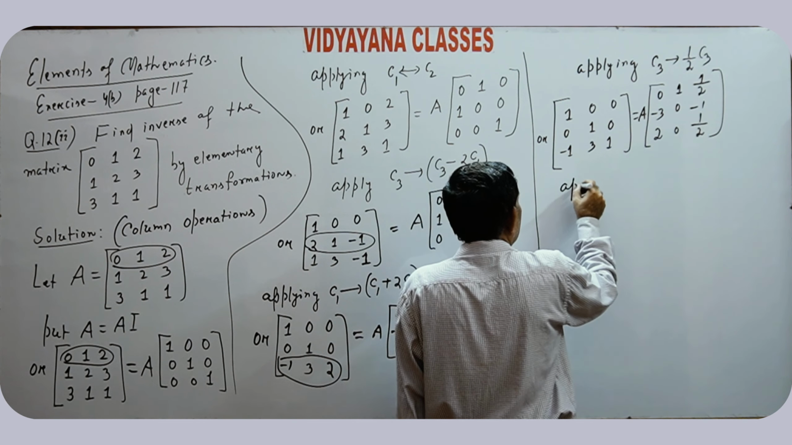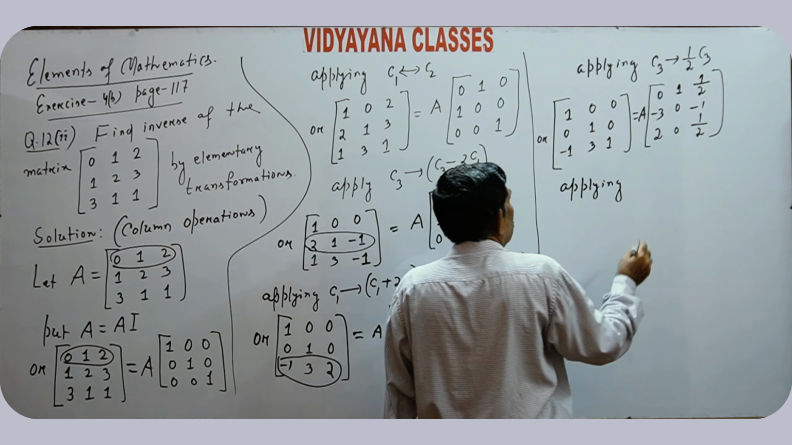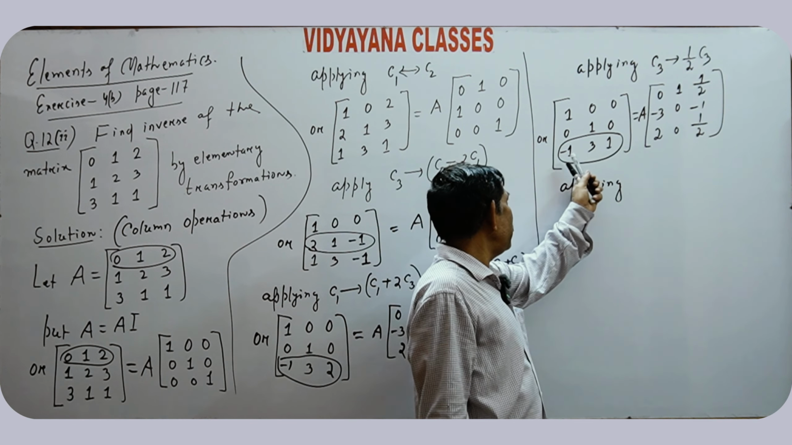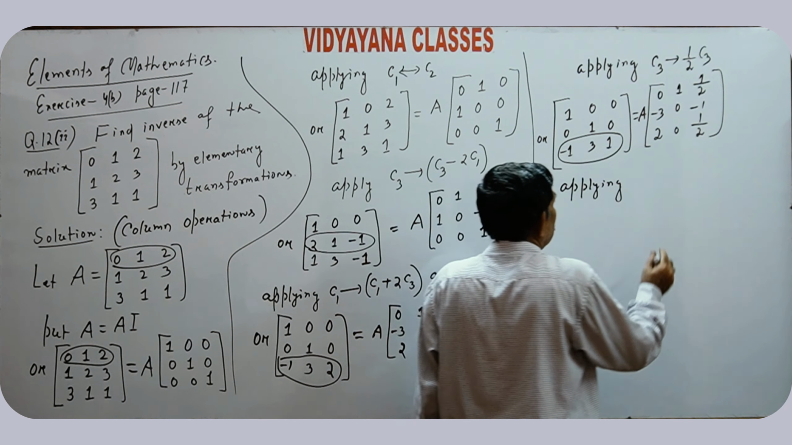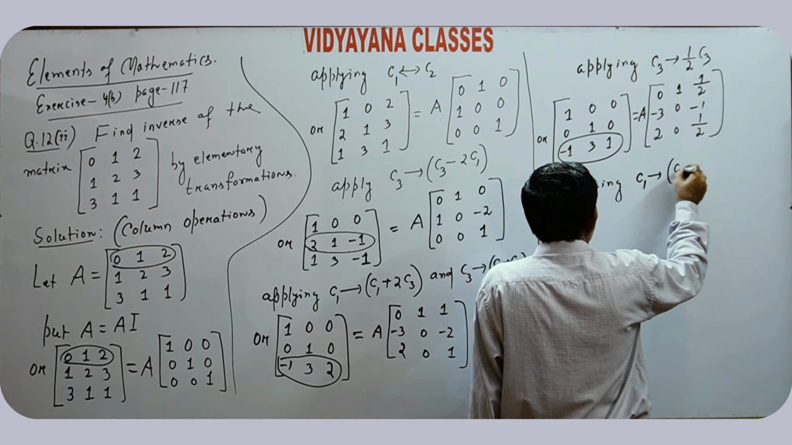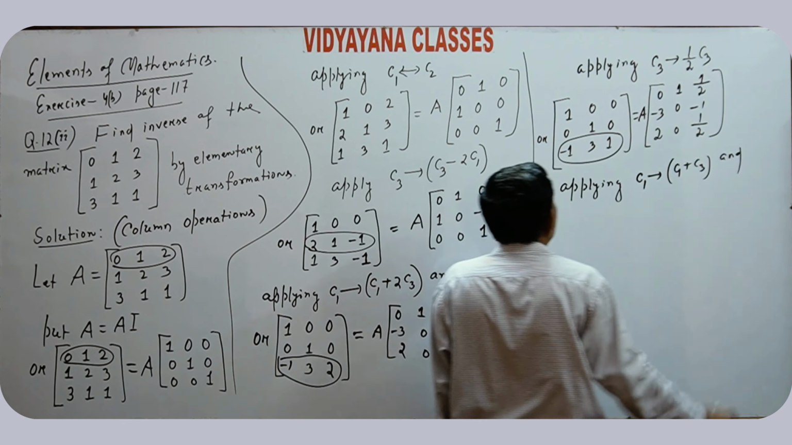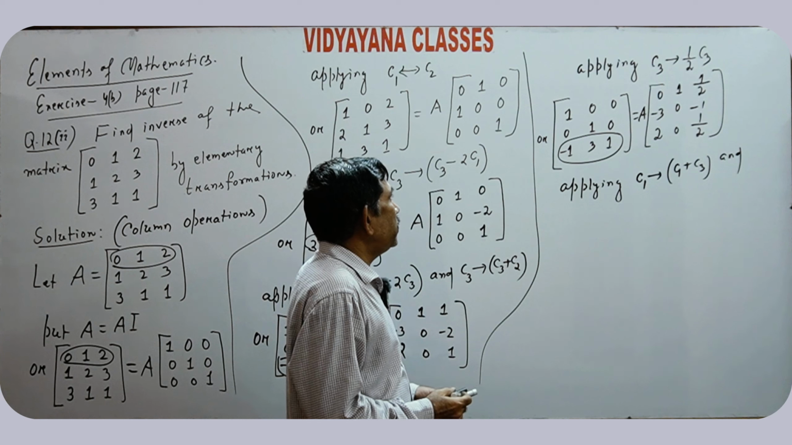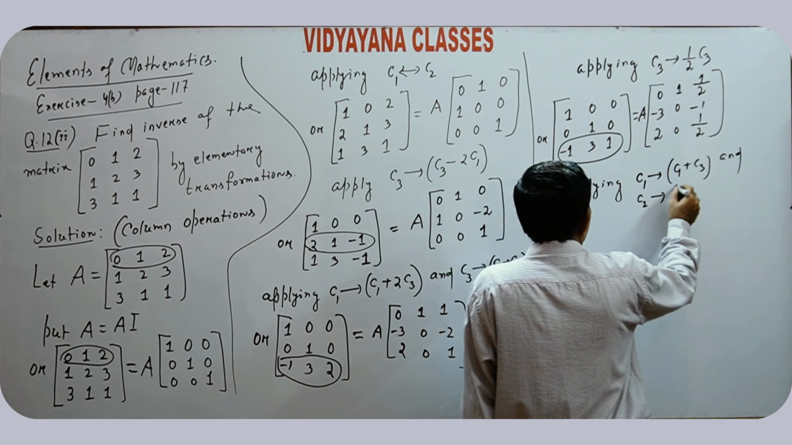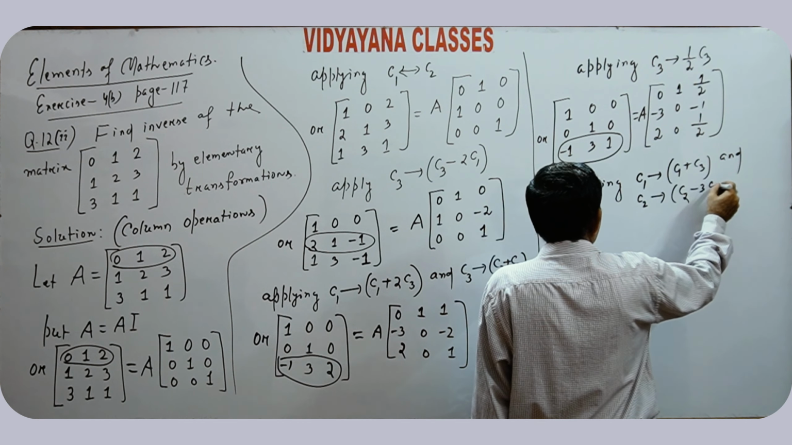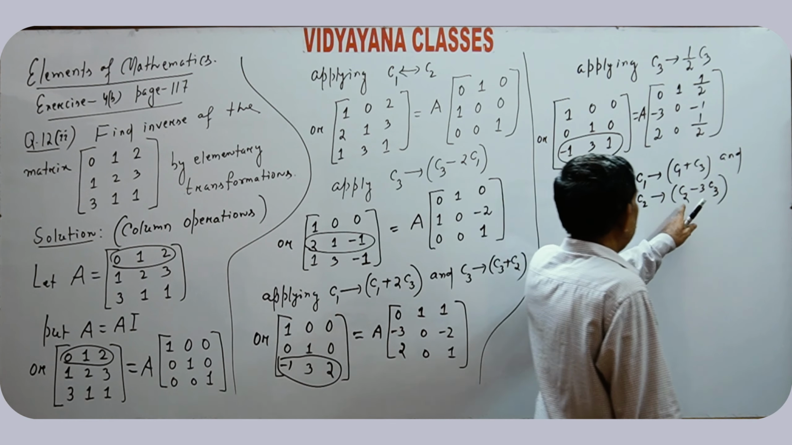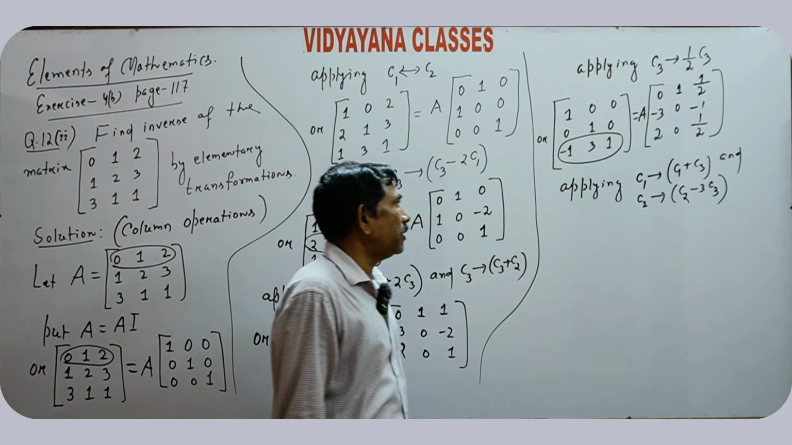Again applying, row 3 will be 0, 0, 1. C1 is replaced by C1 plus C3, and C2 is replaced by C2 minus 3 times of C3.